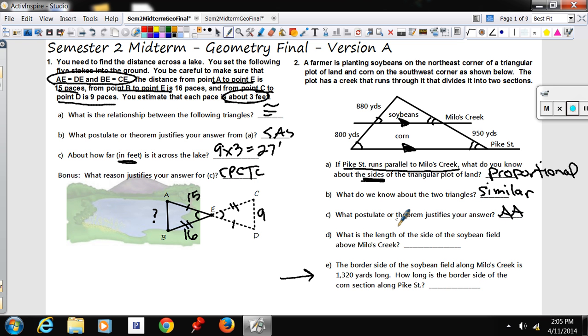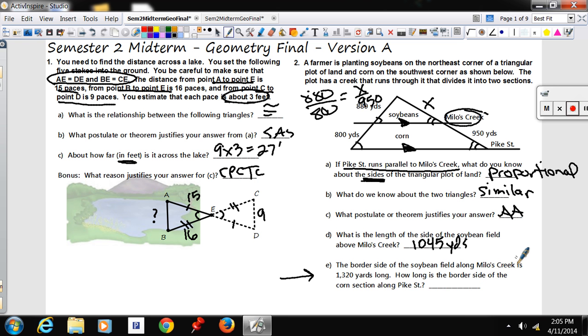Now, what is the length of the side of the soybean field above Milo's Creek? If these are proportional sides, does that mean I could use fractions here? I could put 880 over 800 equals x over 950. That would work. I could even put 880 over x equals 800 over 950. That would still work. Either way, you're going to get the answer of 1,045 yards. Okay, so that's going to be D. It's E that really threw you guys off.